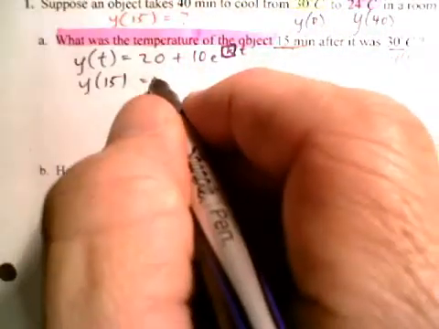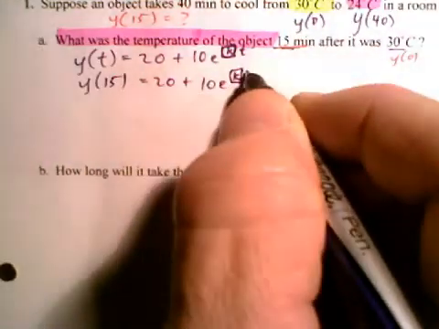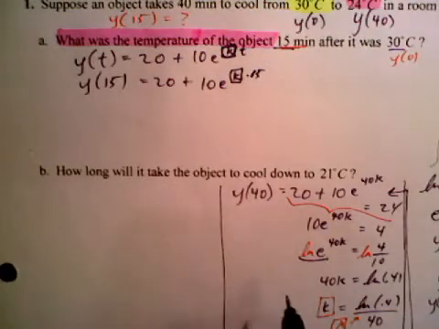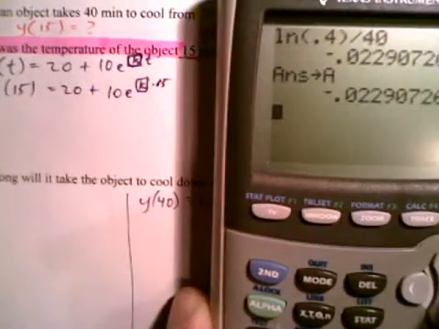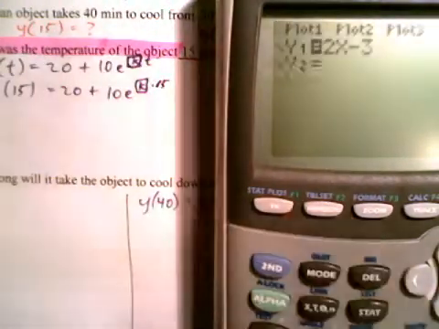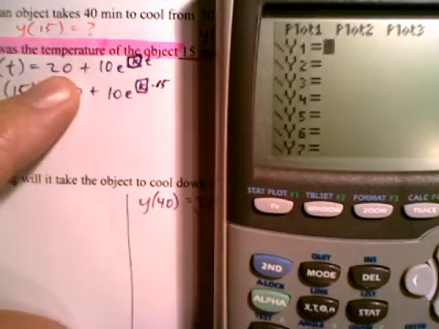And y of 15 is 20 plus 10 times e to the k times 15. Now if you're plugging this into your calculator, great, you can do that. If you're not, you can't really do anything else. So let's do that. Here's a little trick. You might be using this formula again, and in most cases in an FRQ you're going to use the formula again, so you might as well plug the formula into your y1.